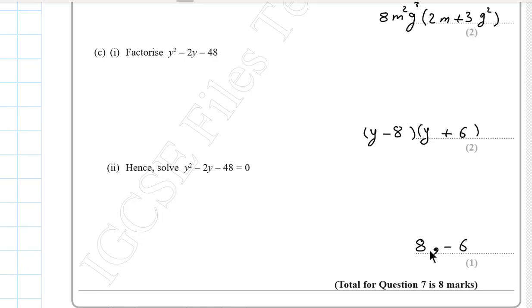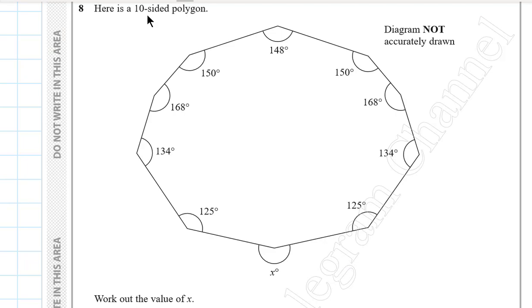Here is a 10-sided polygon. Very nice polygon. But we note that this angle is similar to this angle, and also this angle like this, and this like this. Maybe some students will say that also this is 148, maybe this is also 148, so x would be 360 minus this angle.